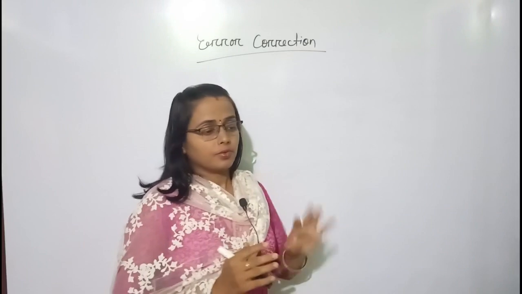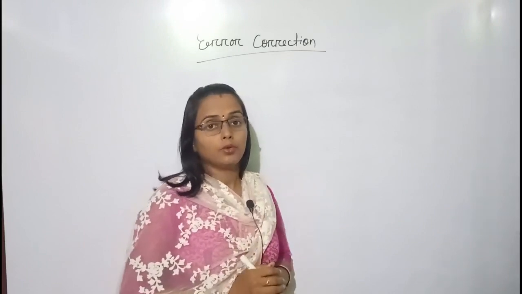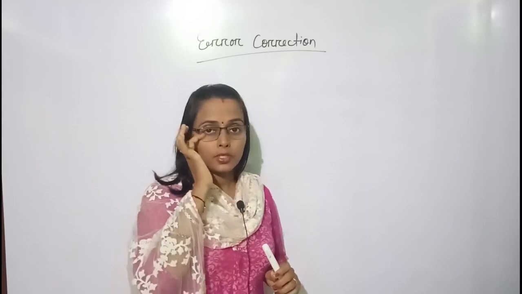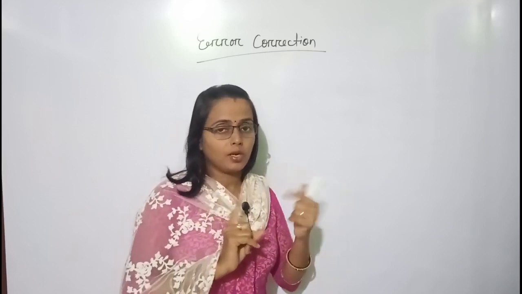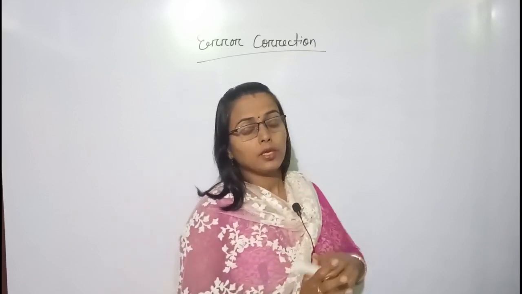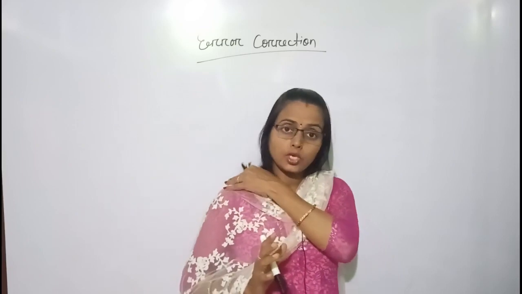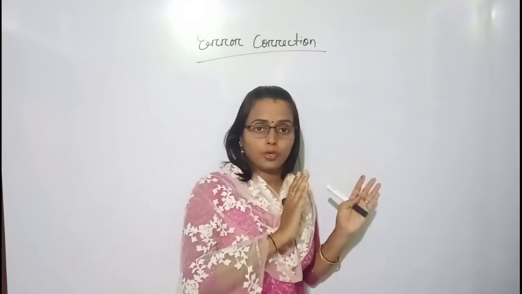See, we know 3 persons are there. First person, second person, third person. Normally the rule is that whenever third person singular is used, we have to use S or ES along with the verb. And if it is an interrogative sentence, then you have to use do or does. So accordingly, you have to find out what is important.